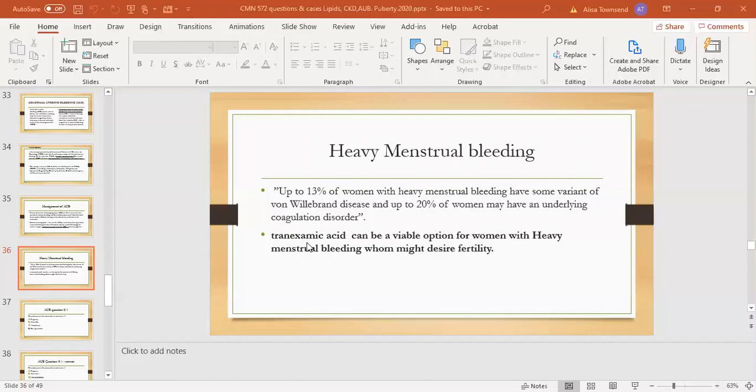But if a woman desires fertility, this can be an option, because we can't just say we're going to put you on birth control pills and she's wanting to get pregnant. Thank you for giving the brand name, that's very helpful. So, good. Janice, thank you.